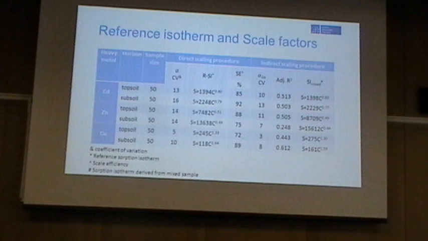In this table, all information about the reference isotherm and scale factors is listed. The good news is that the reference isotherms from the different scaling procedures fit each other quite well, and the scaling efficiencies are almost all high. The bad news is that the coefficient of variation for the indirect scale factors is smaller than for the direct scale factors, reflected in the sorption isotherm, so the variability could be reduced.